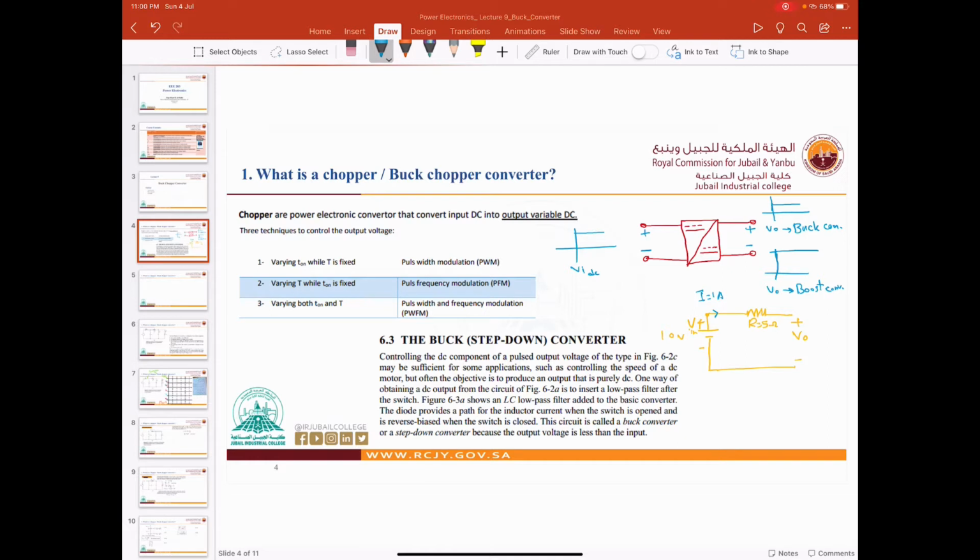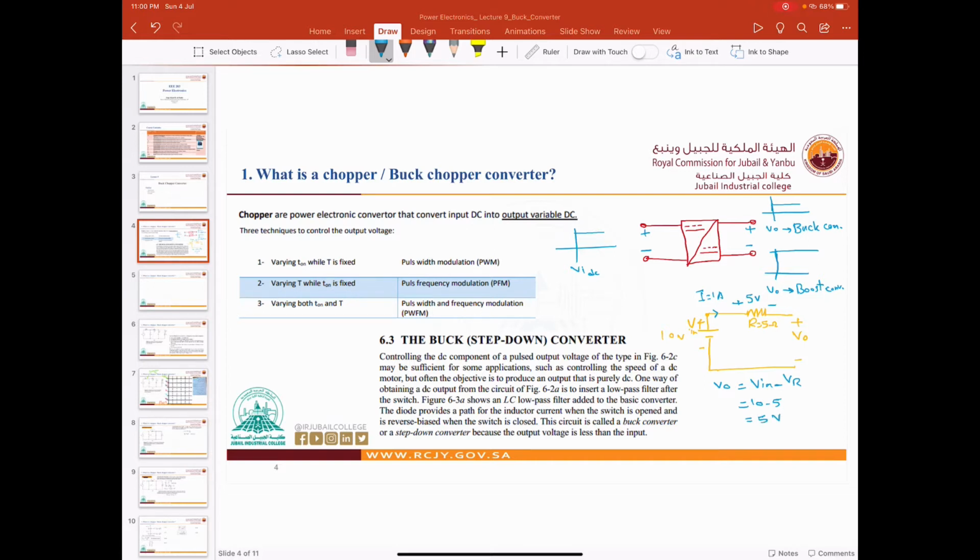So 1 ampere here, right? Now, if we multiply to find VR here, VR is equal to what? 1 multiply 5, so it is 5 volt. Now, how much is V out? V out, we know, is the Vin minus VR. So Vin is 10 minus 5, so it will be 5 volt.